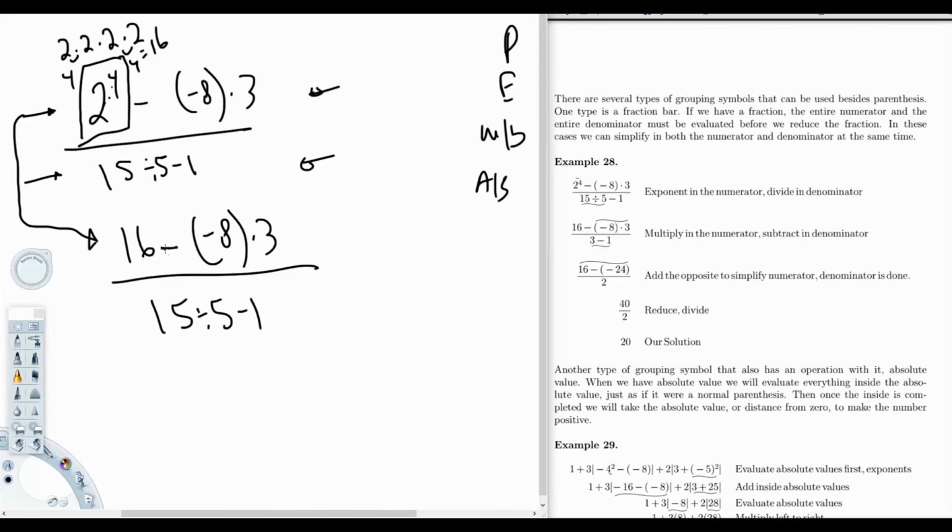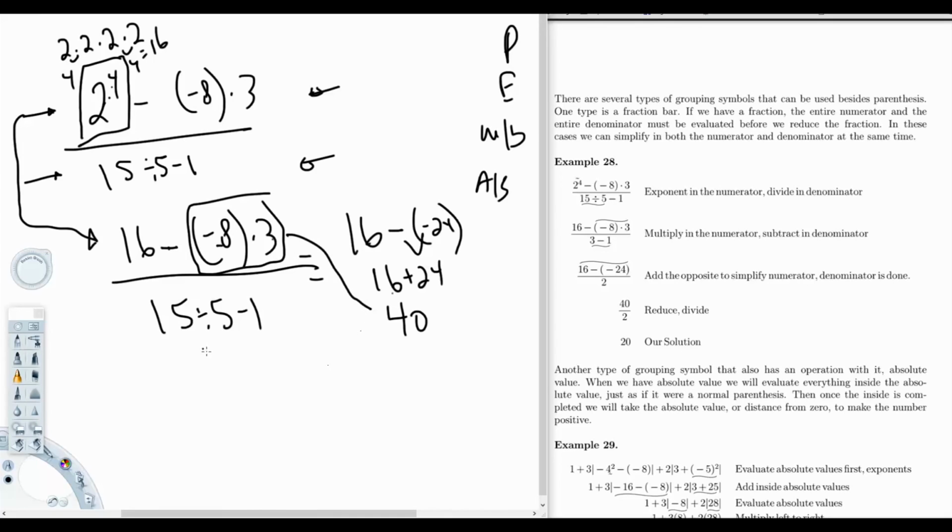Now we have a subtraction here and we have a multiplication here. So that's what we're going to do first. 16 minus negative 8 times 3 equals negative 24. But wait a minute, we have two negatives here, so that's a positive. 16 plus 24, and that equals 40. So that's the top part. So let's rewrite this. 40 over 15 divided by 5 minus 1.